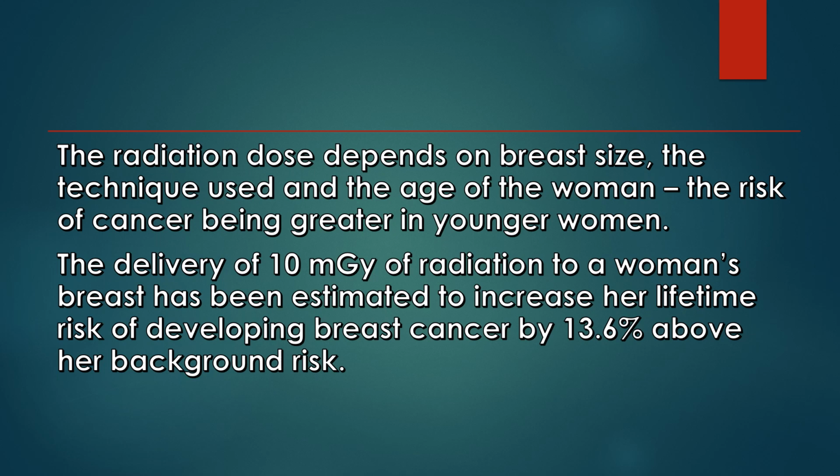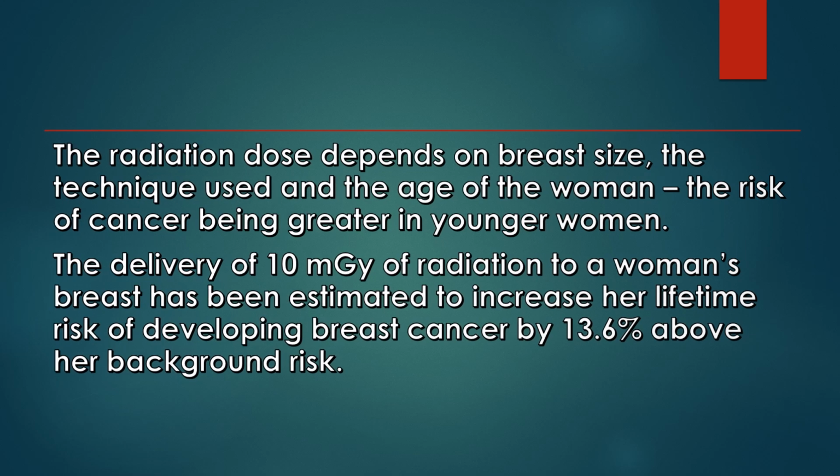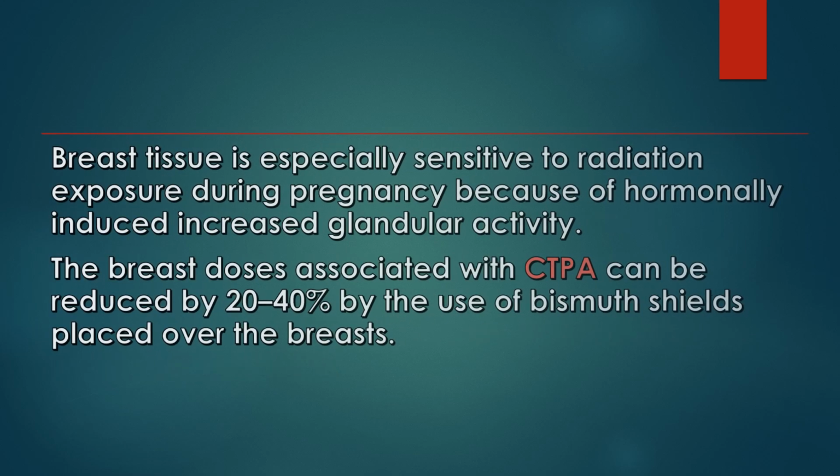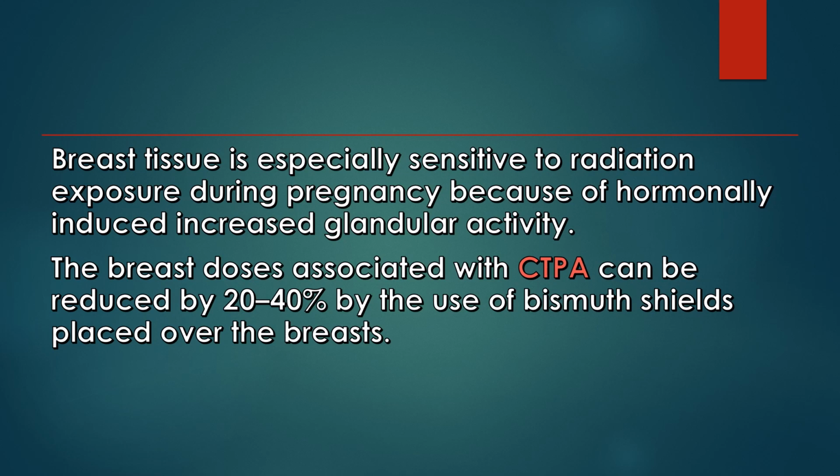The delivery of 10 milligray of radiation to a woman's breast has been estimated to increase her lifetime risk of developing breast cancer by 13.6% above her background risk. Breast tissue is especially sensitive to radiation exposure during pregnancy because of hormonally induced increased glandular activity. The breast doses associated with CTPA can be reduced by 20 to 40% by the use of bismuth shields placed over the breasts.